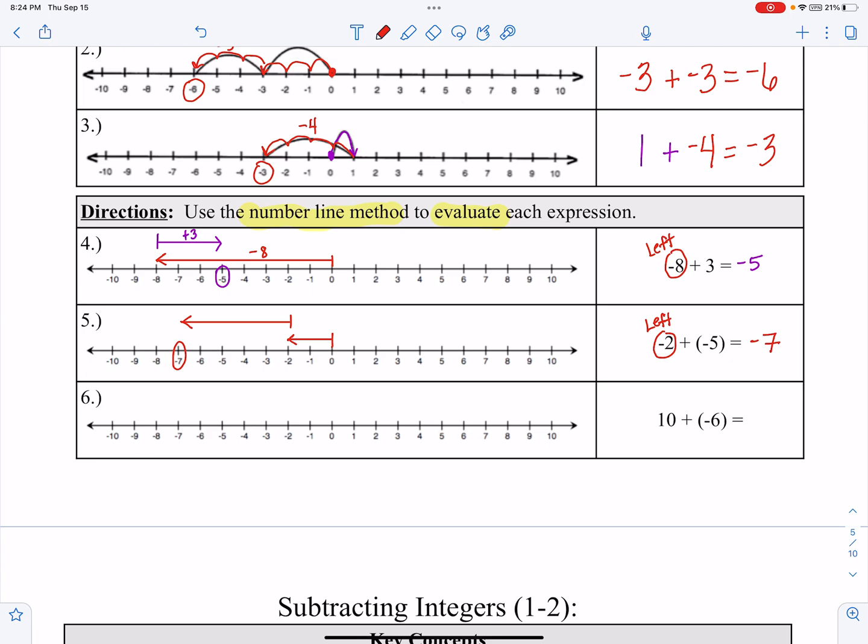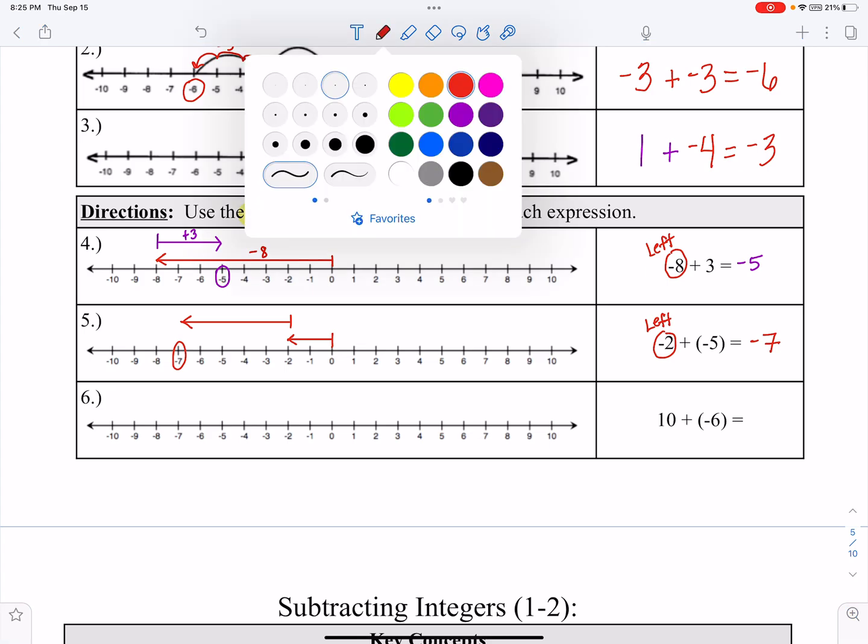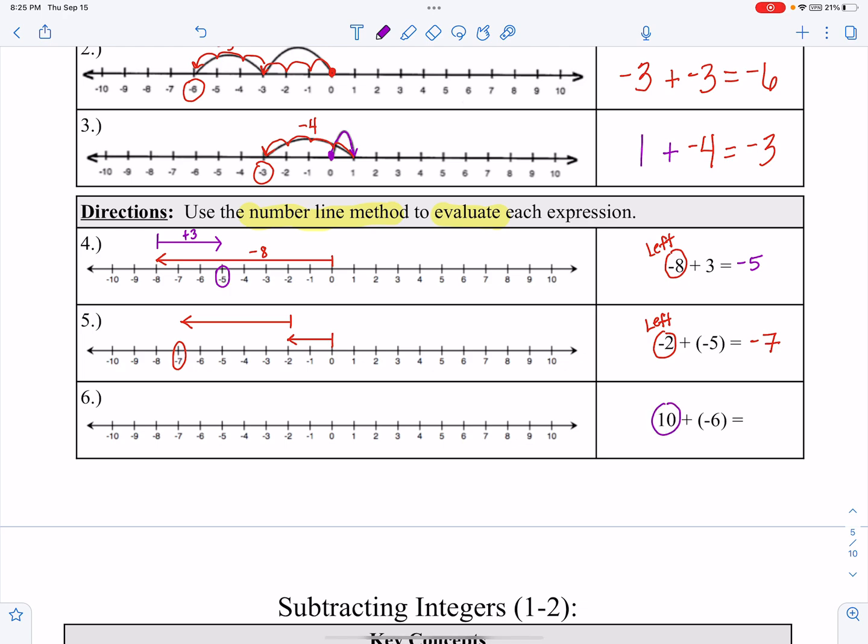All right, and last one, instead of this line format that you could see, let's just show it with little bunny hops, so that you're seeing all different methods. So it looks like right away we're starting with a +10. So that tells us that we're going to the right, starting at 0. So this is how it could look also. 1, 2, 3, 4, 5, 6, 7, 8, 9, 10.